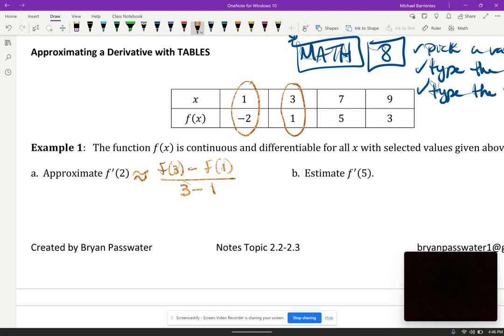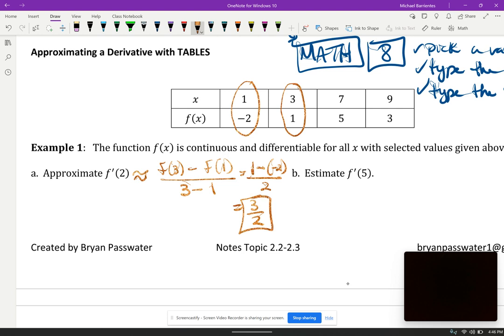2. Okay, so that's going to give me 1 minus negative 2 divided by, well, 3 minus 1 is 2. And if I keep going, 1 minus a negative 2 is actually 3 divided by 2. And I just found my approximation.